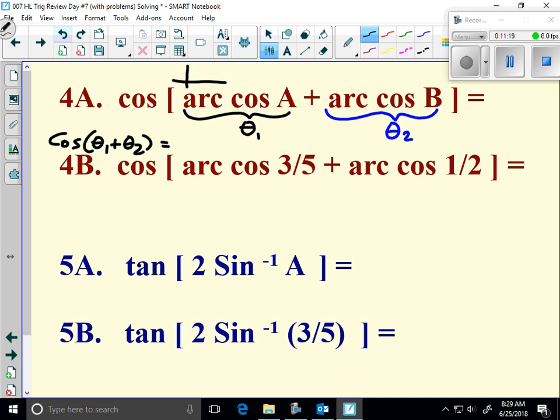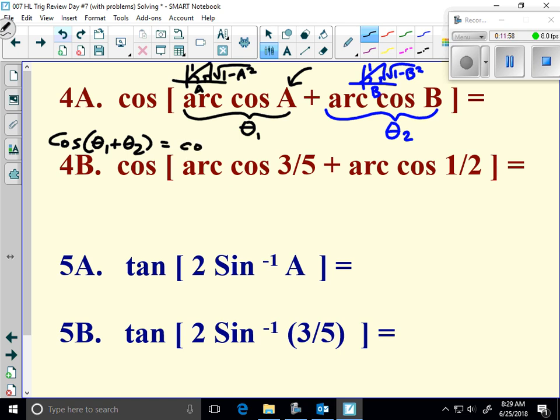I guess I could do this. I could graph theta 1, and we could say that the arc cosine of A is a ratio that we're placing in here. So if the cosine is A over 1, then this would be the square root of 1 minus A squared. And if this were the cosine of B, then I'd have B here, 1 here, and square root of 1 minus B squared. This angle right here would be theta 2, and this angle right here would be theta 1.